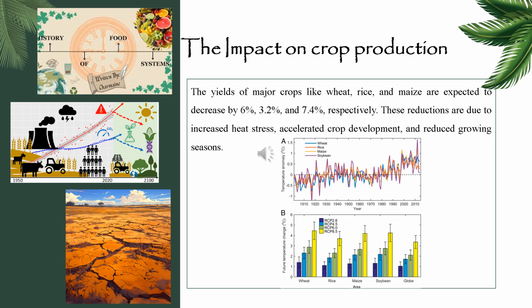So, continuing further, a research study by Zhao shows that rising global temperatures have a significant impact on crop yields. As shown here, the graph indicates that as the temperature increases, the yields of crops like wheat, rice, and maize are expected to decrease by 6%, 3.2%, and 7.4% respectively. Thus, these reductions are due to increased heat stress, accelerated crop development, and reduced growing seasons.